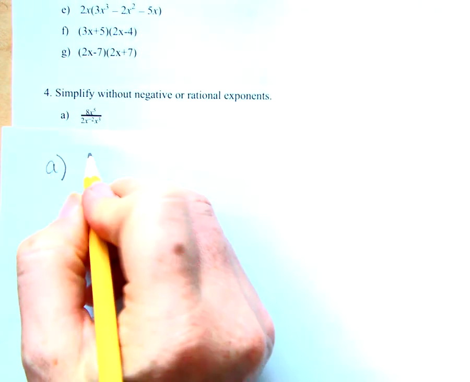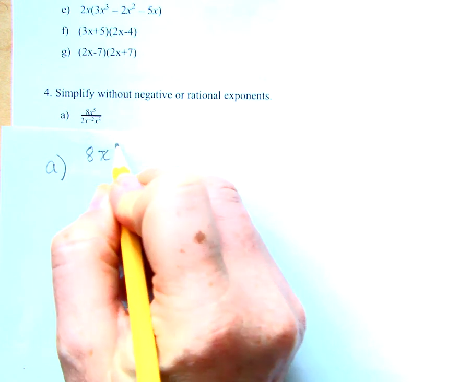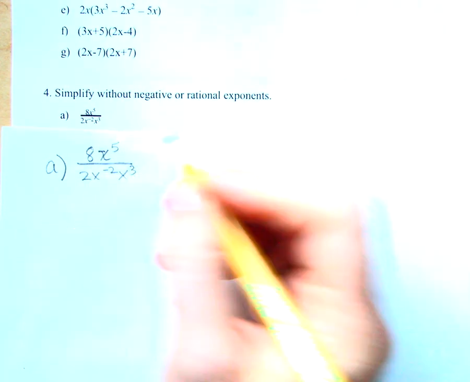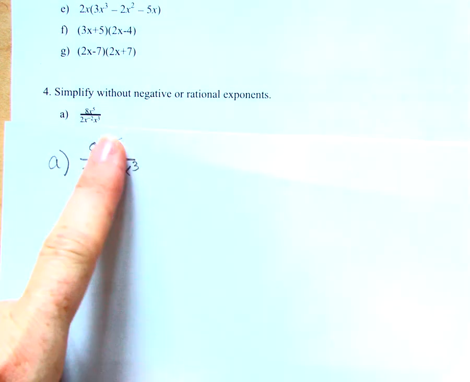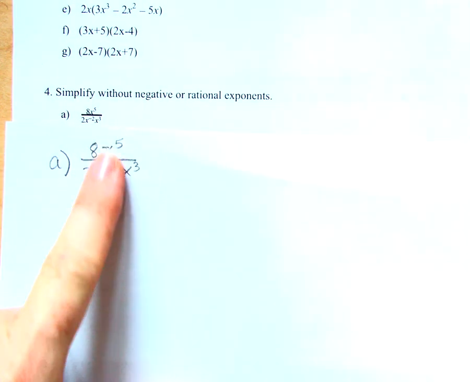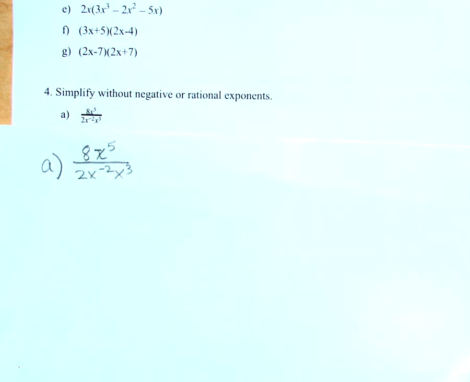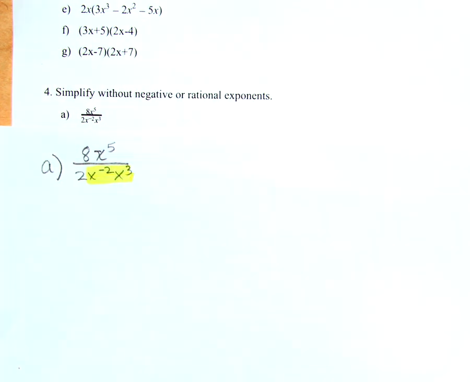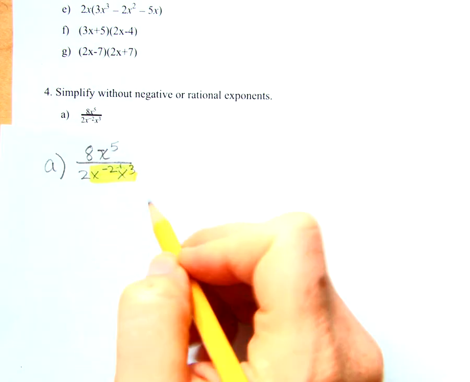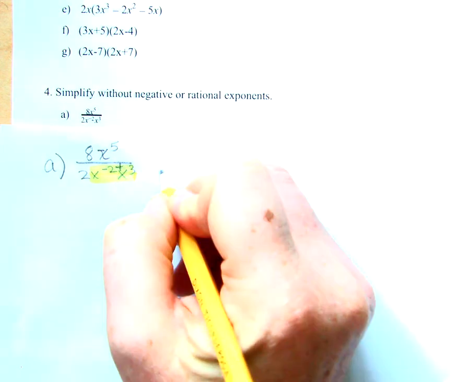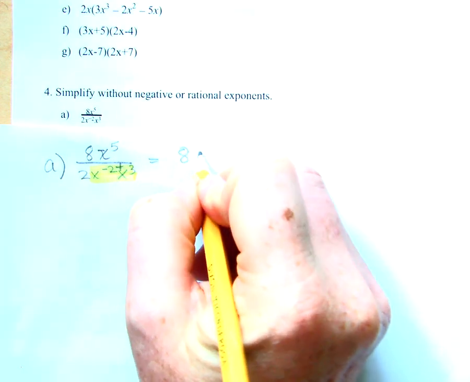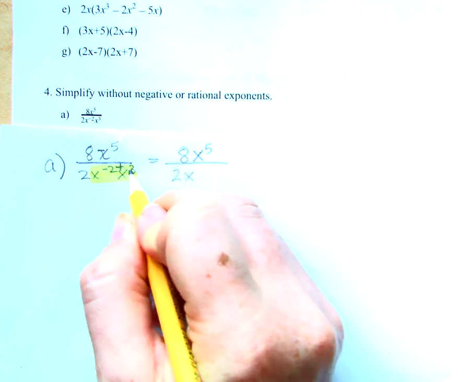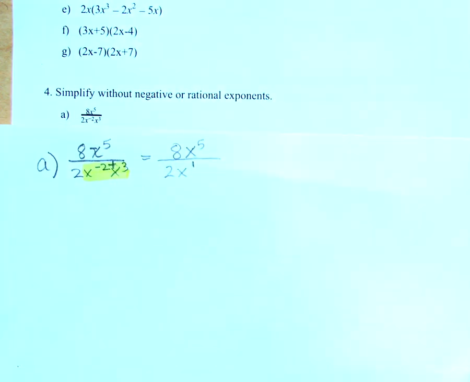So A is 8x to the 5th over 2x to the negative 2nd, x to the 3rd. Notice how these are all like bases, so somehow I have to combine them all. The first thing I'm going to do is combine them in the bottom. When I multiply like bases, I add the exponents. So I rewrite the denominator, numerator isn't changing, as 2x to the negative 2 plus 3, which is just 1.